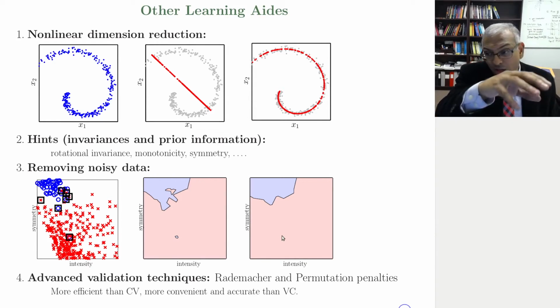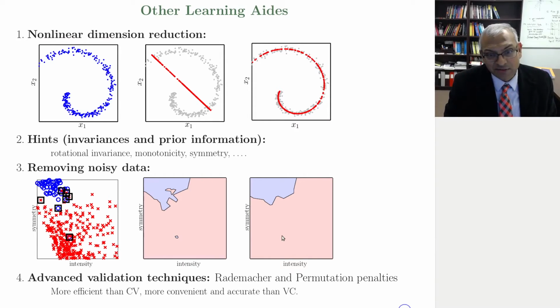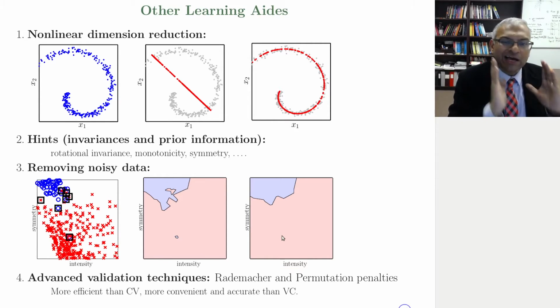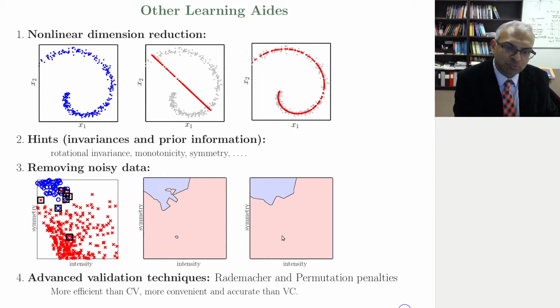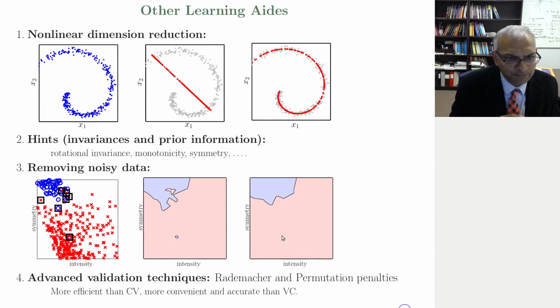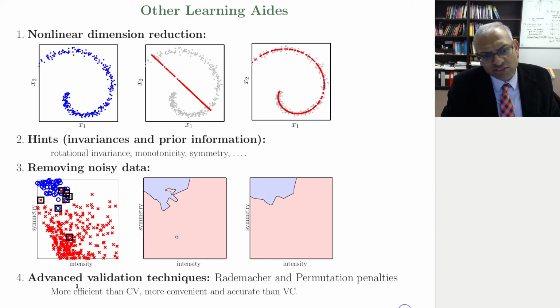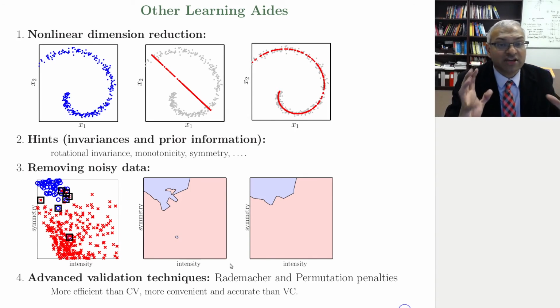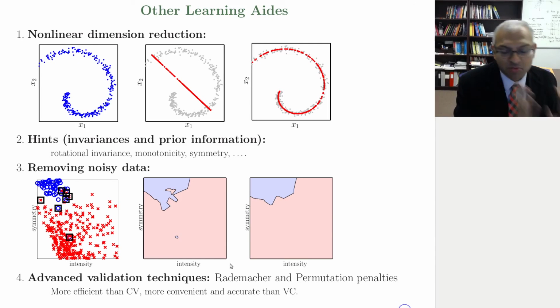So there's a lot that can be said about learning aids. Learning aids are techniques that can be used to help any learning model, any other technique that we have. And what we covered was input preprocessing. PCA can be useful if you really need to lower the dimension while keeping the important relevant data and throwing away the unimportant small variations, noisy data. But there are other techniques like nonlinear dimensionality reduction, invariances and prior information, hints, removing the noisy data, advanced validation techniques, lots of stuff that can help learning no matter what model you use.